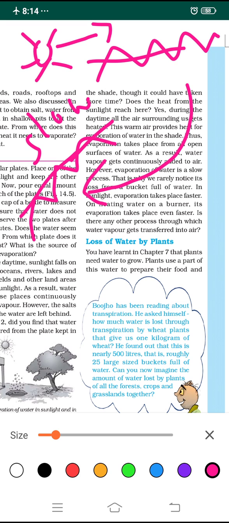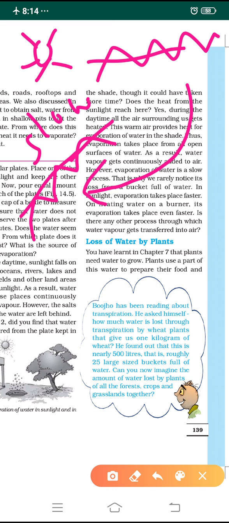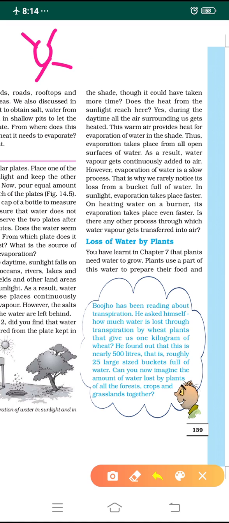I hope you have understood this concept, dear students. Let me explain the remaining concepts of the lesson in the next class. Just make a note of these concepts and try to note down the points of this lesson.